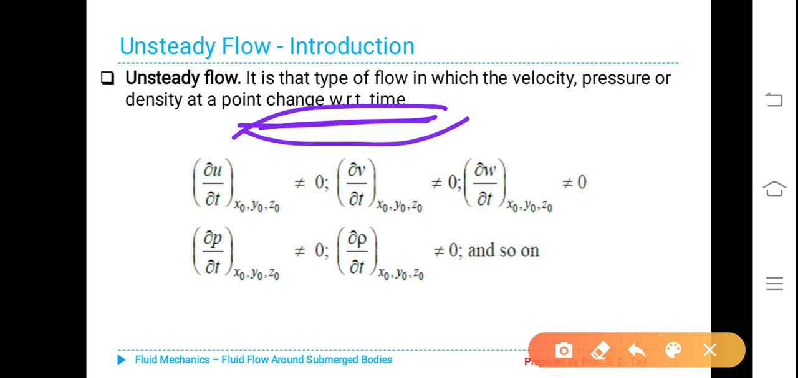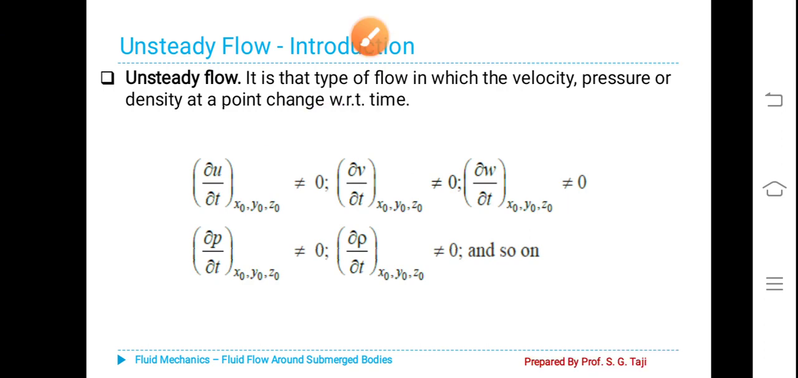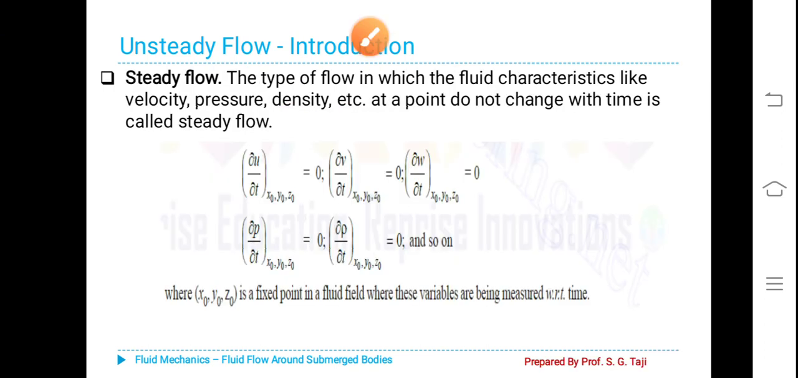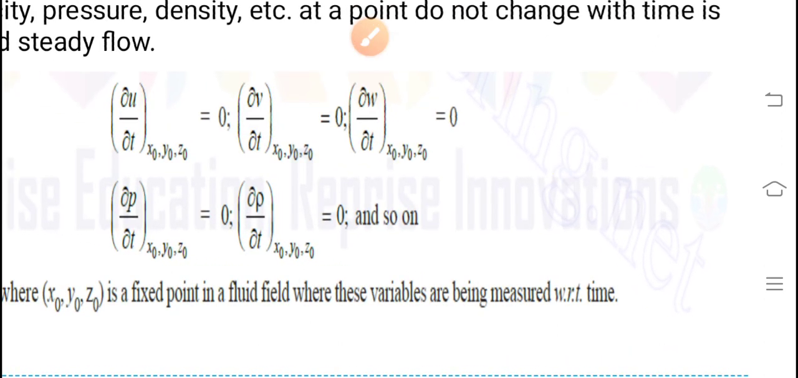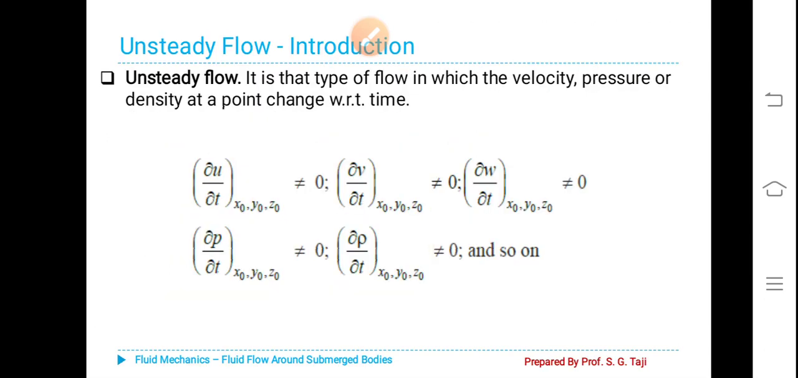Here also, x naught, y naught, z naught are the fixed points in a fluid field where these variables are being measured with respect to time. Okay.